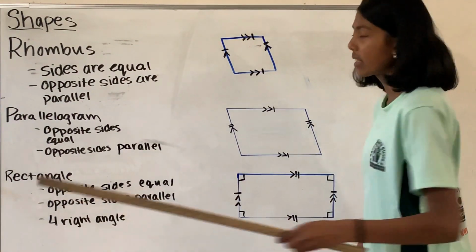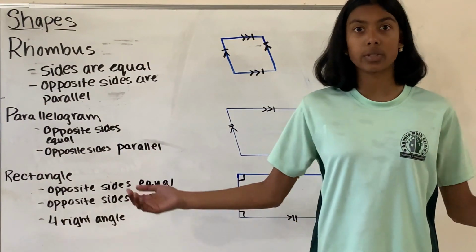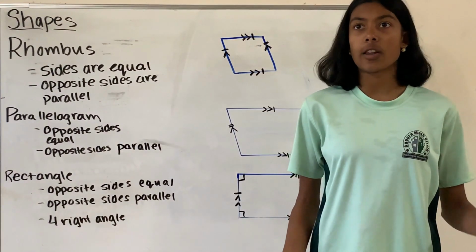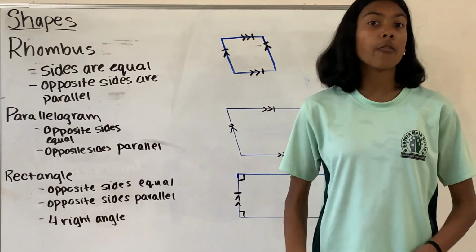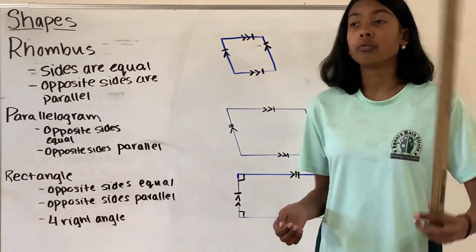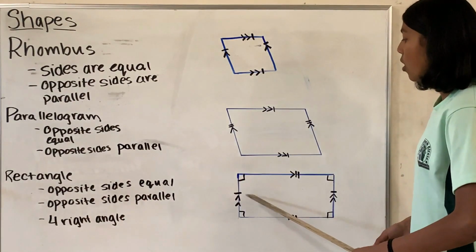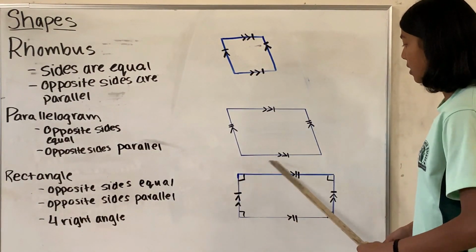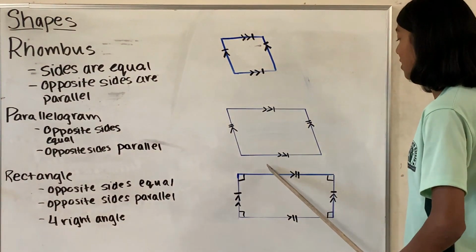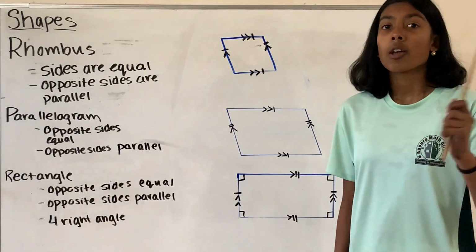Then we have our rectangle. The rectangle is probably the most common shape you see every day. It is like the screen you're watching this on, whether you're watching it on a TV, a phone, or a laptop. Most of those have rectangular screens. And so, in a rectangle, opposite sides are equal, so this is equal to this, and this is equal to this. Opposite sides are also parallel. This is parallel to this, this is parallel to this, and there are 4 right angles.